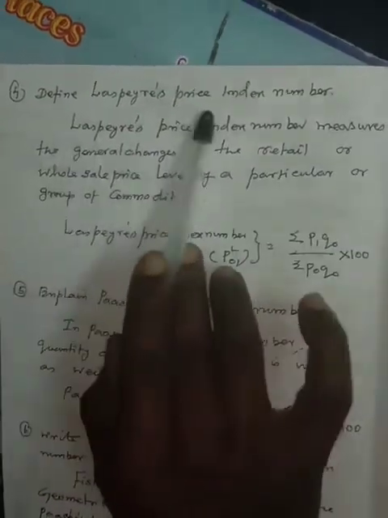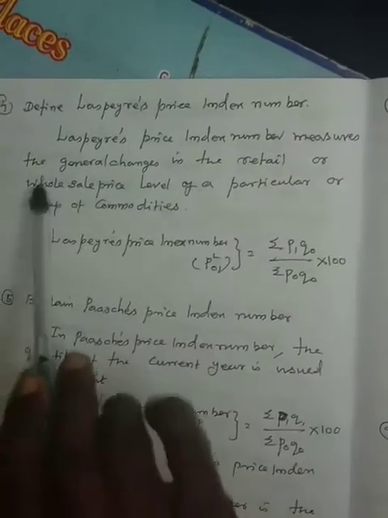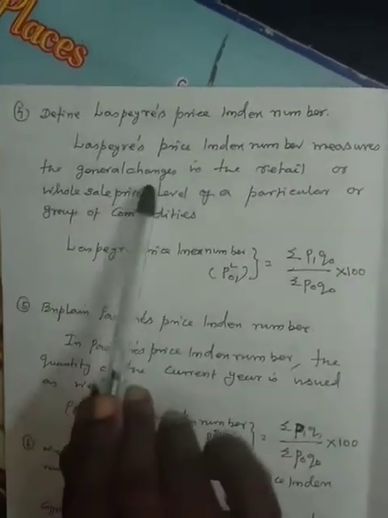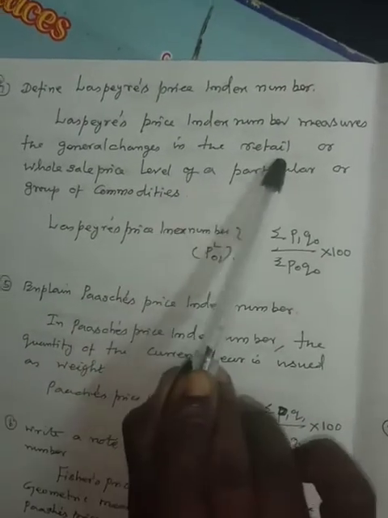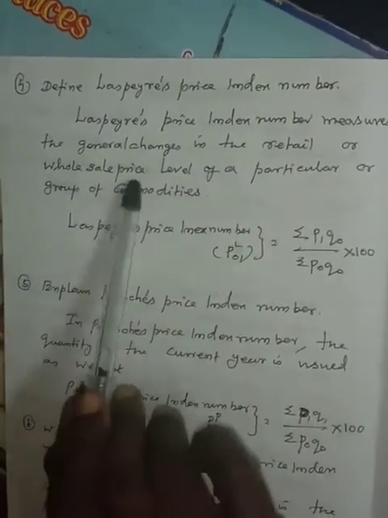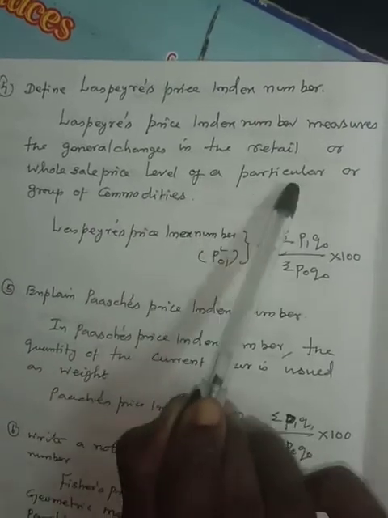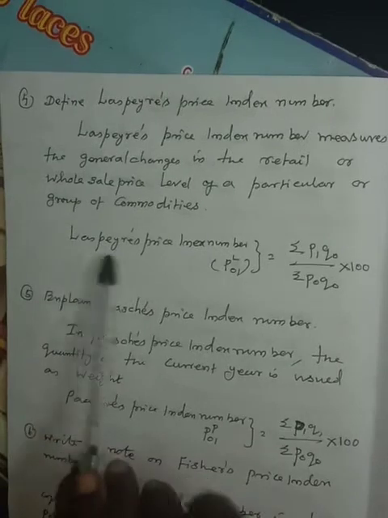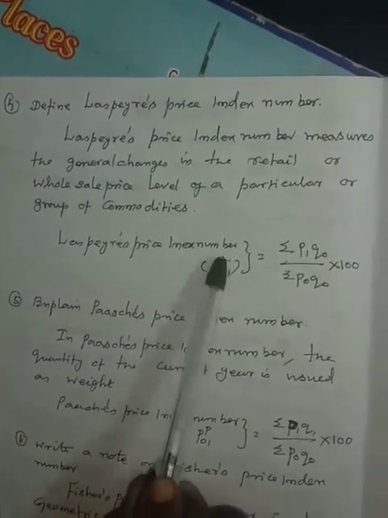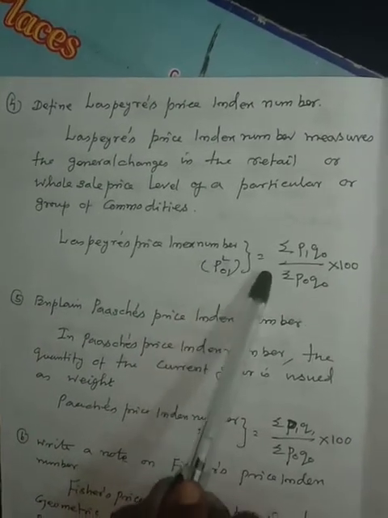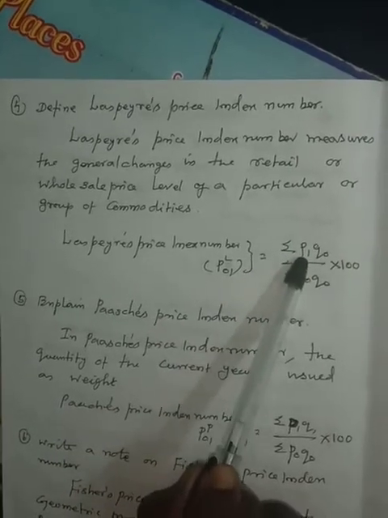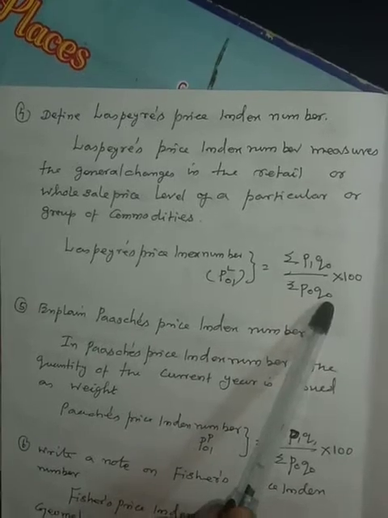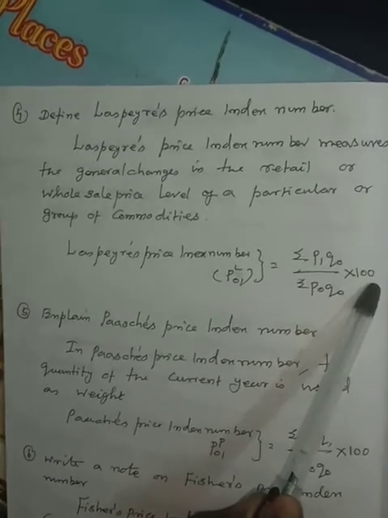Define Laspeyres' price index number. Laspeyres' price index number measures the general changes in the retail or wholesale price level of a particular commodity or group of commodities. Laspeyres' price index number P01 is equal to sum of P1Q0 divided by sum of P0Q0 into 100.